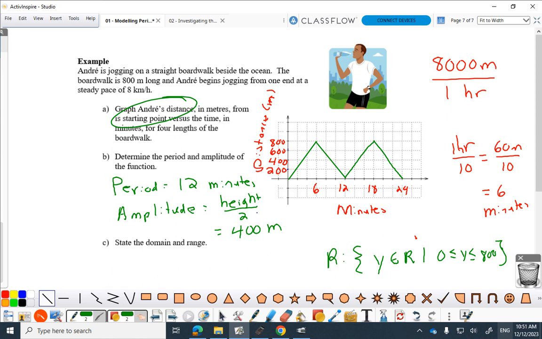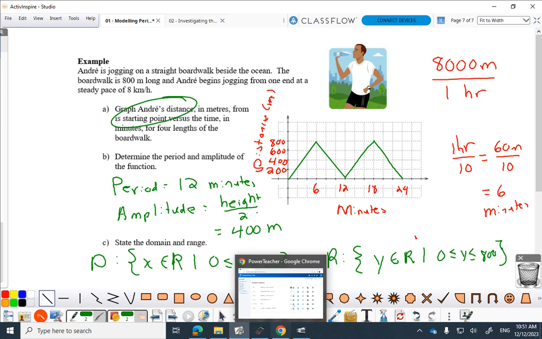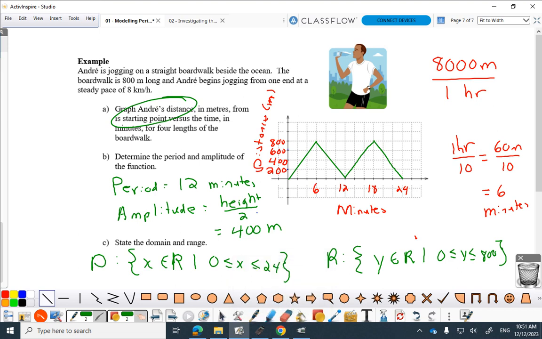They're in the question saying 4 lengths of the boardwalk. So that's what I'm going to use for my domain, is the 4 lengths we're talking about here. So the domain is x element of reals such that 0 is less than or equal to x is less than or equal to 24. And you could argue if you want, and I would agree with you, that this question hasn't made it real clear whether he's going to jog forever or stop after his 4 lengths. Okay, so I did 4 lengths. Any questions there?